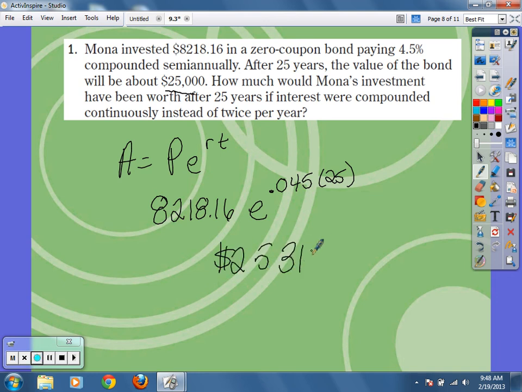But we're looking at $313.70. Okay, so we're looking at a difference of about $313. That's over 25 years. And that wasn't a huge amount of money, but if the money was quite large, that amount would get bigger, okay?